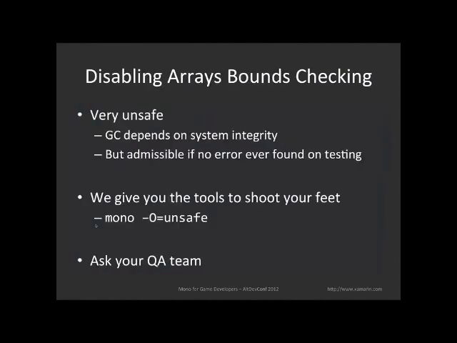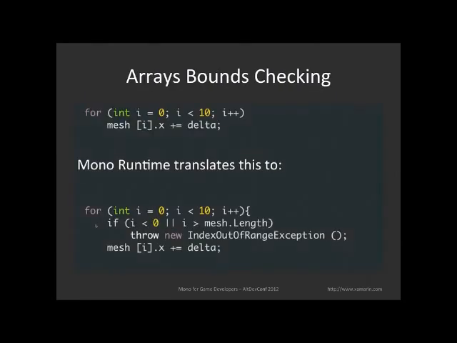So what I'm about to tell you goes against my best judgment and my team's best judgment, but if you absolutely must, and you believe that your QA team will approve of this, you can run mono -O=unsafe and it will completely eliminate the generation of that code.